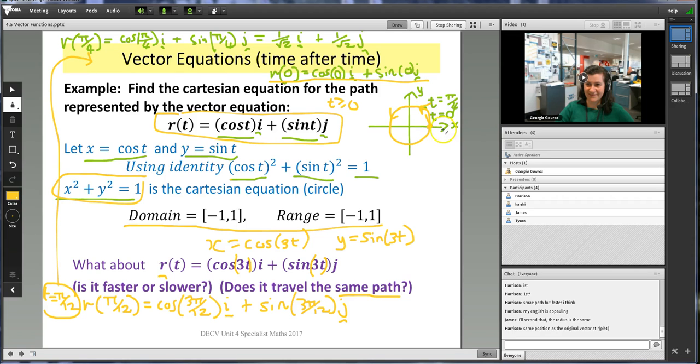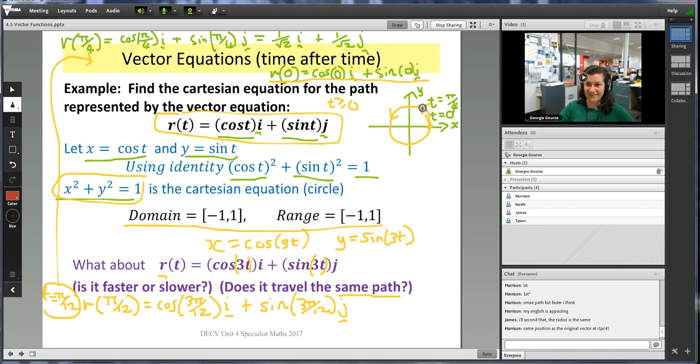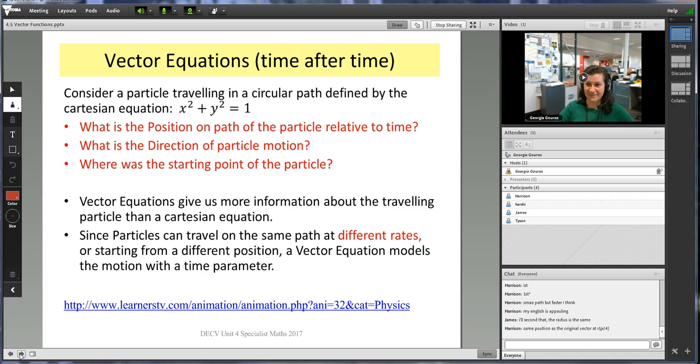So the second one is getting to this position a lot faster. So this object is moving faster. So you're right, Harrison, it is going faster. Okay, so that's another benefit of having the time there. We can work out velocity as well as the direction of travel and the path it's travelling on. So there's a lot of information there.